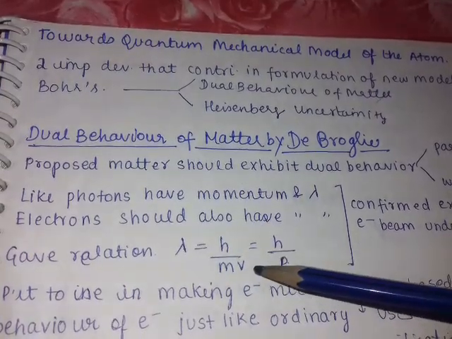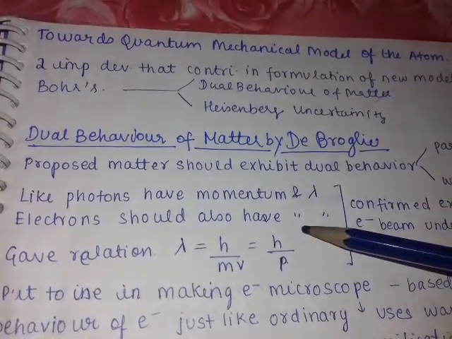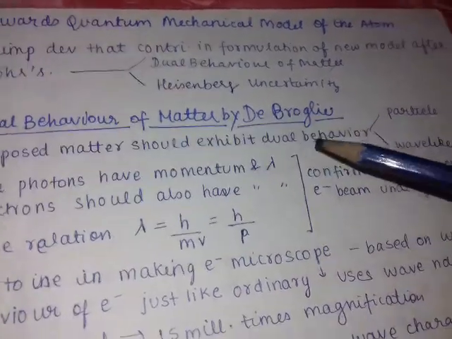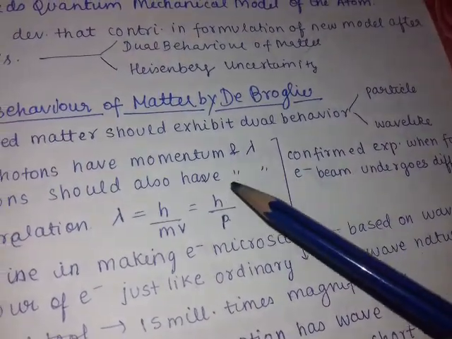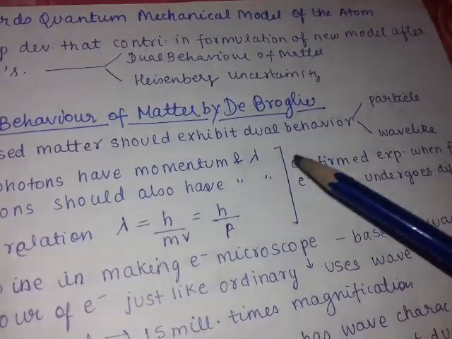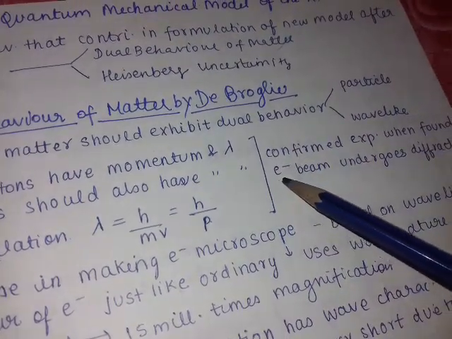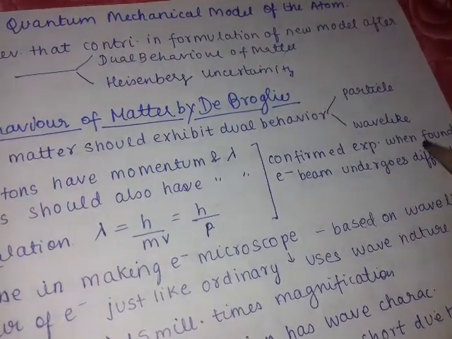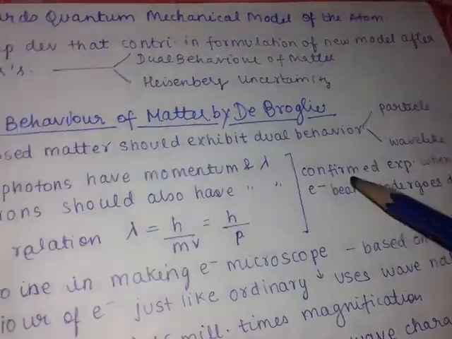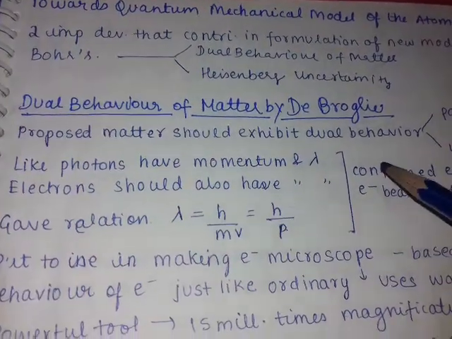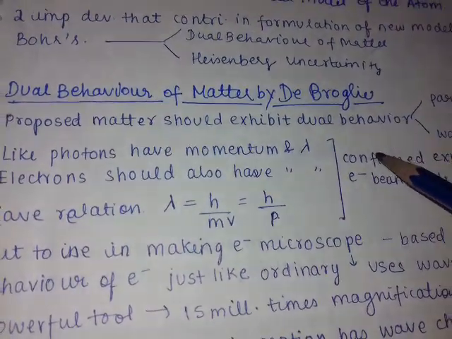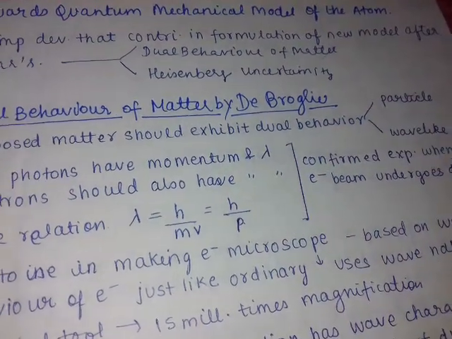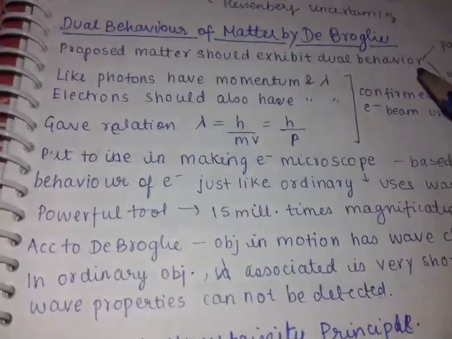By this, he gave a relation: lambda is equal to h by mv, where h is the Planck's constant and p is the momentum of the electron. Now this was confirmed. How was it confirmed? When the electron beam was tested with diffraction, it was seen that electrons do show the property of diffraction. Hence it was confirmed that electrons also possess both particle and wave-like properties.